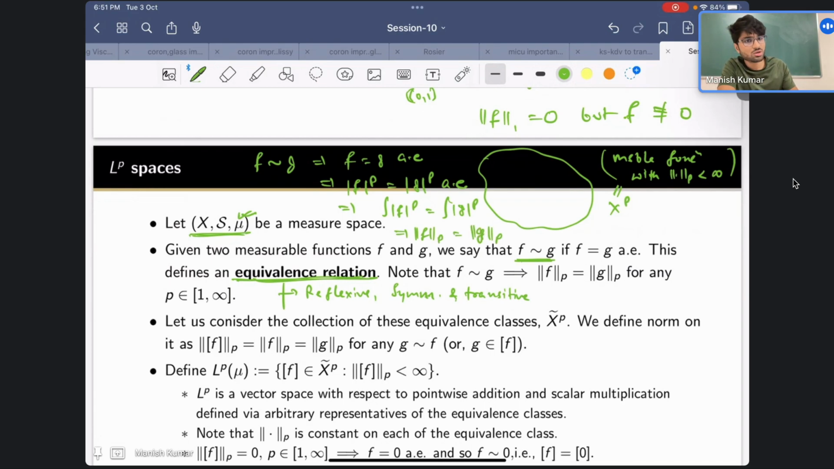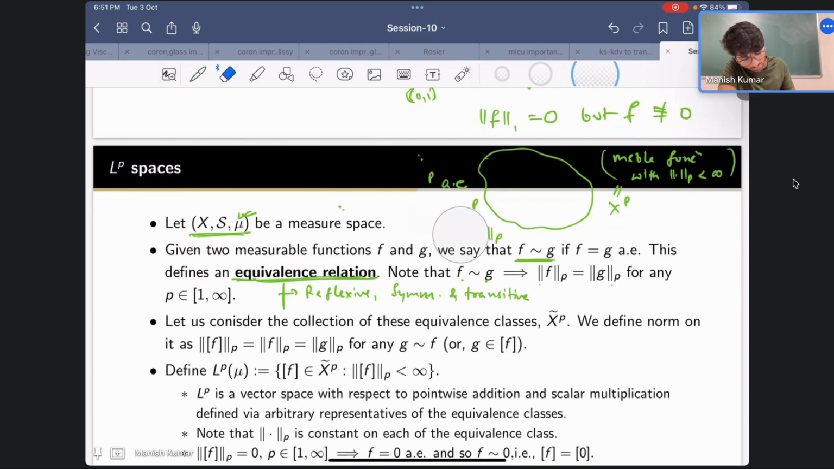And for p equal to infinity also you can define in this way. I mean, you can check. So what it says is, when f and g are equivalent, then the norms are the same, right? Okay, so that's just a remark.